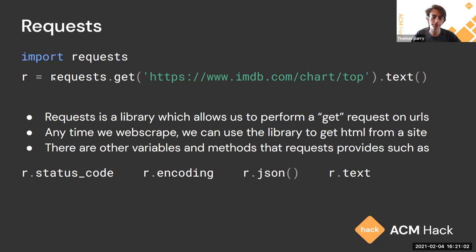And so there's also other information you get when you do this. You could get the status code. So this is like your HTTP status codes, like 404 if it's not found, 200 if it's a success, et cetera, et cetera. You can get the encoding, you can get it as JSON and as text, as I mentioned.